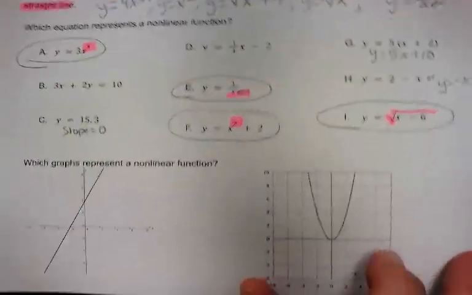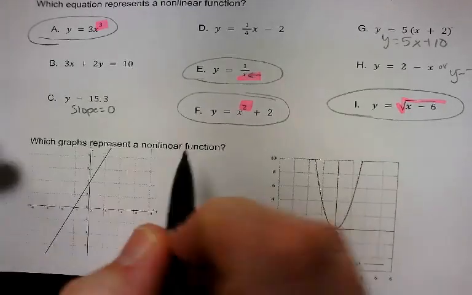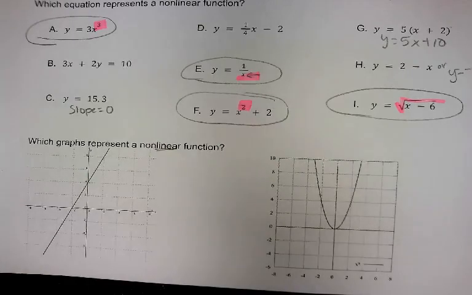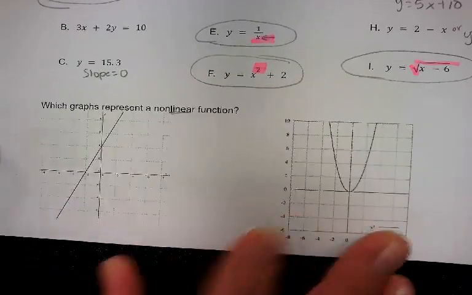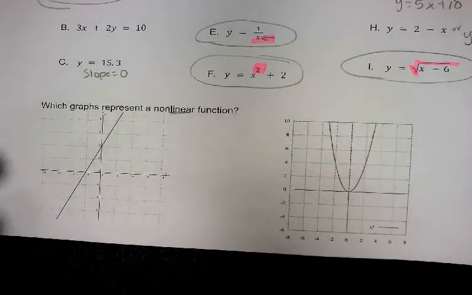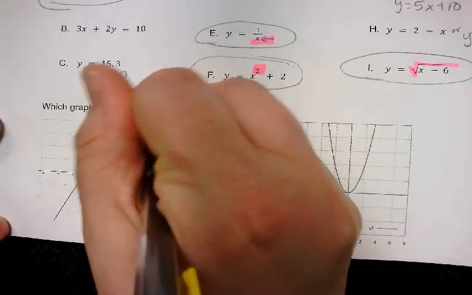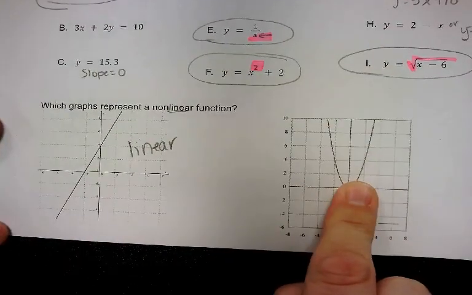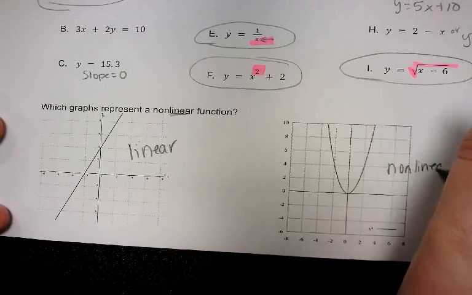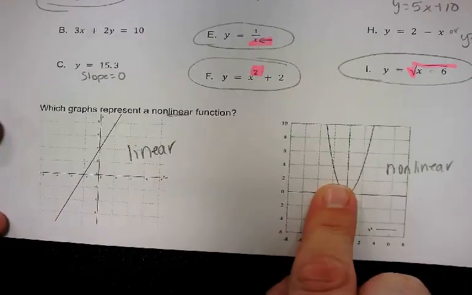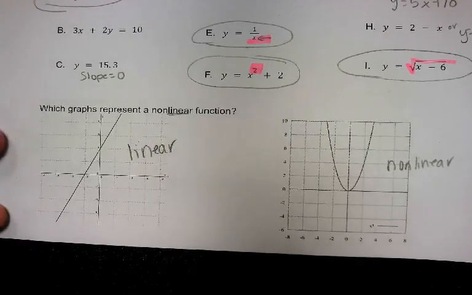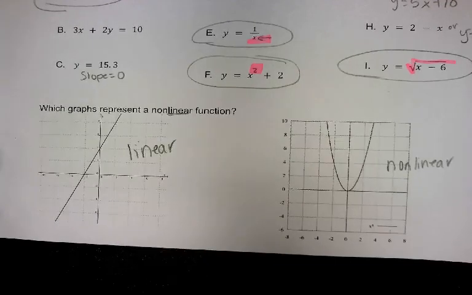Looking at graphs, the word linear has the word line in it, right? So we want a straight line. Looking at these two graphs, which graph represents a nonlinear function? This graph right here is a nice, beautiful straight line, so it's going to be linear. This right here has a curve in it, so therefore it is nonlinear. What has actually happened here is we have created a parabola by squaring our x values. If you actually look right here, it says x squared. So therefore, it is nonlinear.